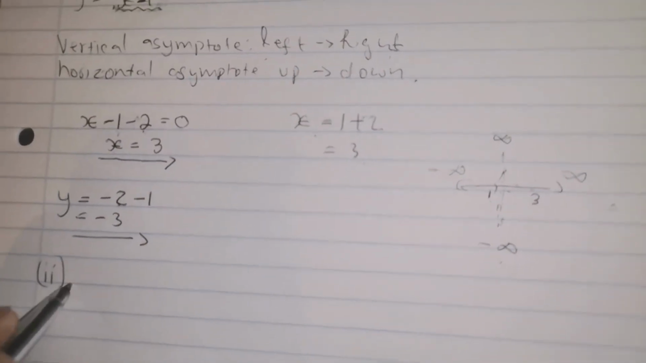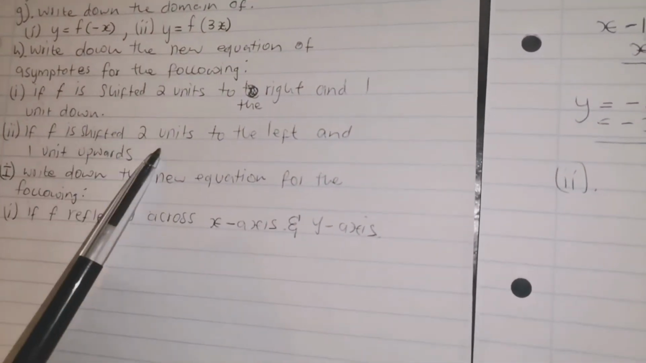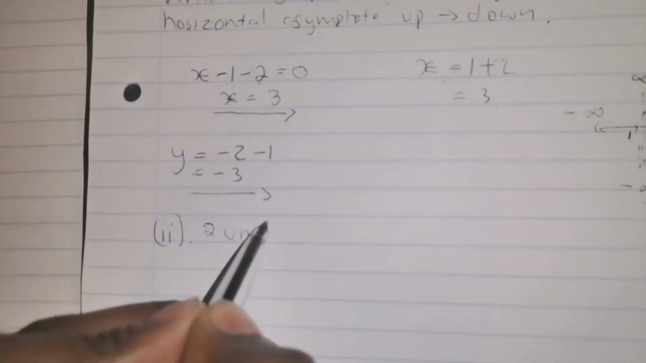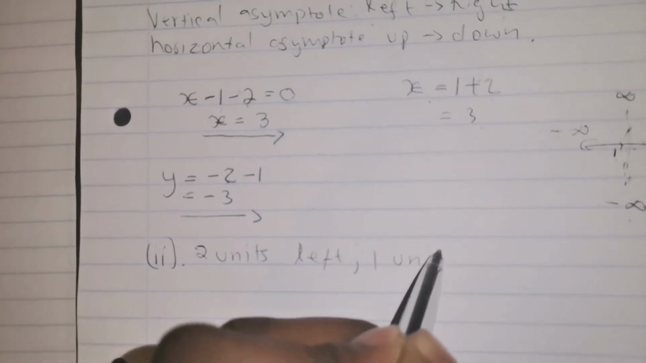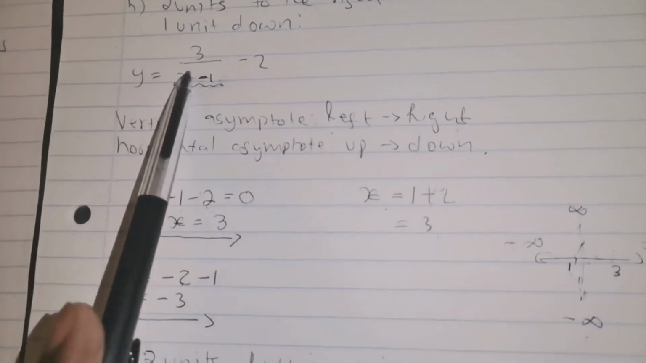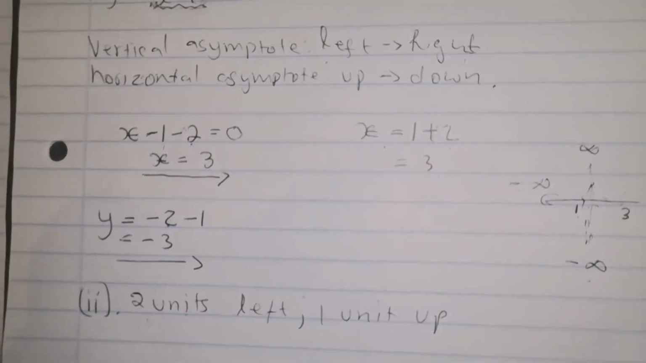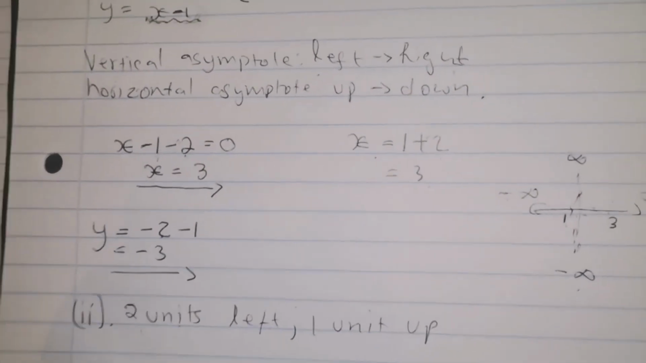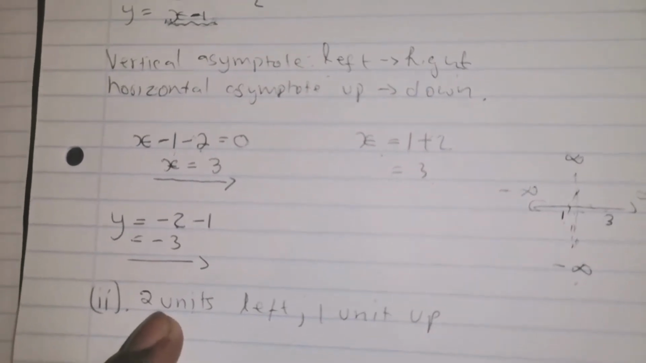There are many questions there. Number 2 says that shifting again. If f is shifted 2 units to the left and 1 unit upwards. Remember, 2 units left, you come back to this one. Let's look at the vertical asymptote. So let's have it x minus 1 again. 2 units to the left, remember you add.